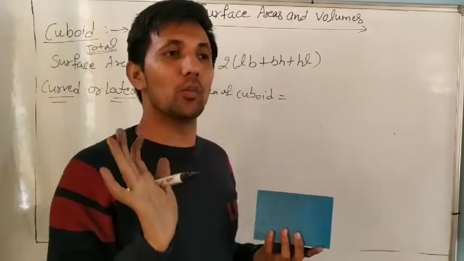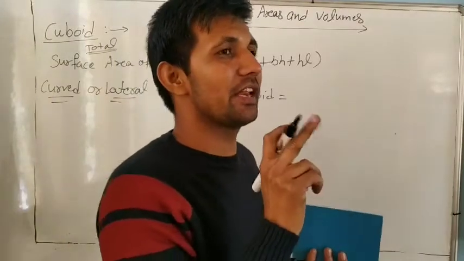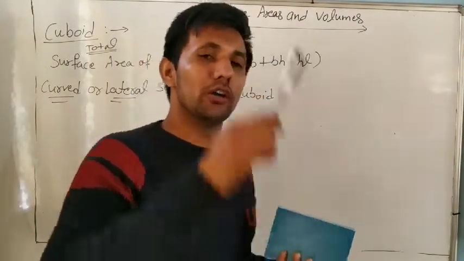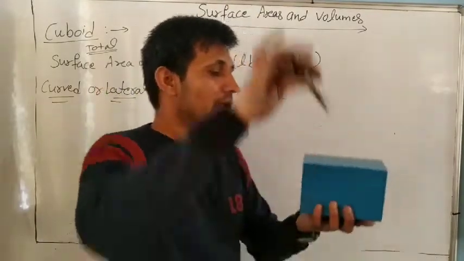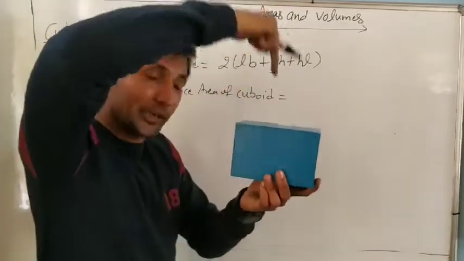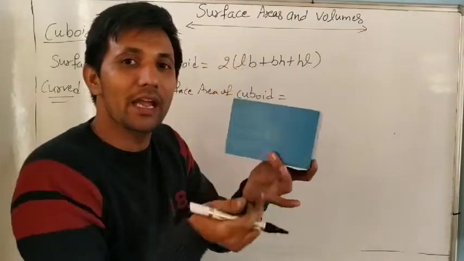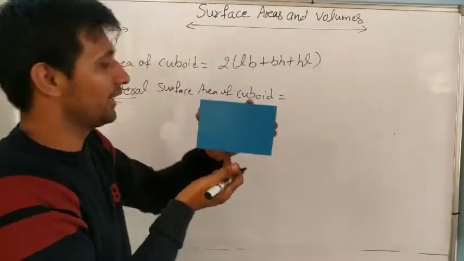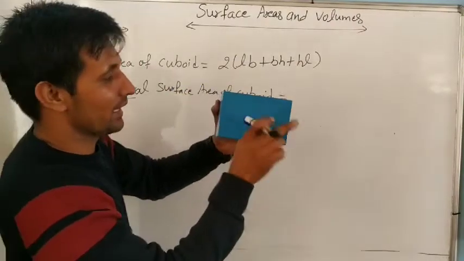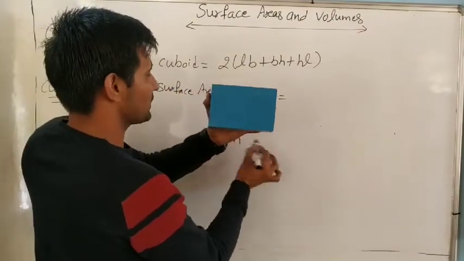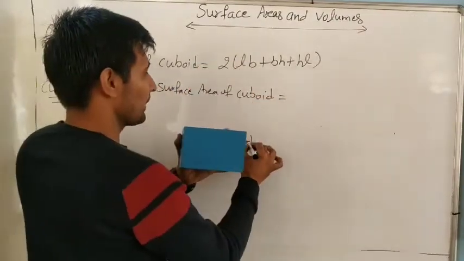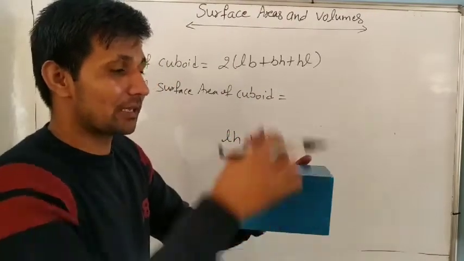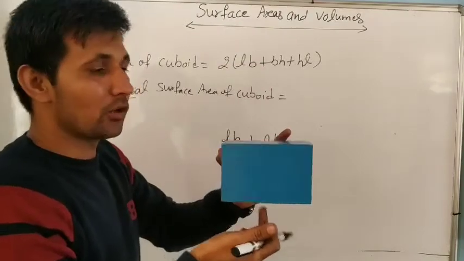Suppose you are sitting in a room. In the lateral surface area we have to find the area of only 4 walls, not the ceiling and floor. So in the lateral surface area, top and base are not included. We will find this one area L into H, and the back side is also plus L into H, same as it is. But in lateral surface area top and base are not included, only this.